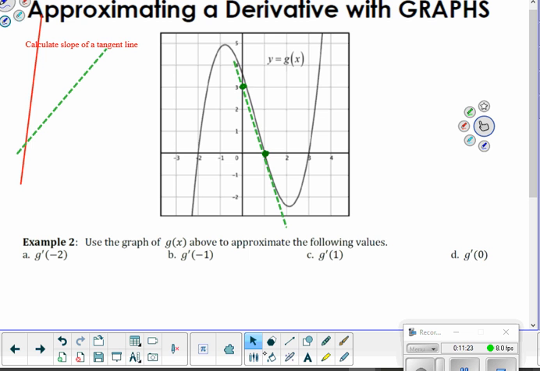All right, and finally, there's 1 underneath my little symbols here. G prime of 0. G prime of 0. Well, then we want to go to 0. Where's 0? Right there. Draw in our tangent line.